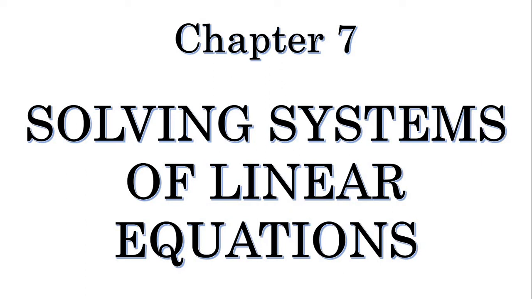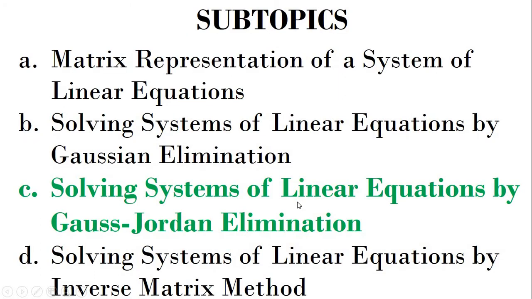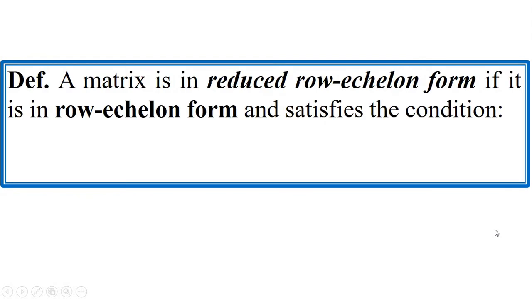In the previous video, we learned about Gaussian elimination. In this video, we will learn another method in solving systems of linear equations called the Gauss-Jordan elimination. First, we will define a matrix that is in reduced row echelon form or in RREF. A matrix is said to be in RREF if the following conditions are satisfied.